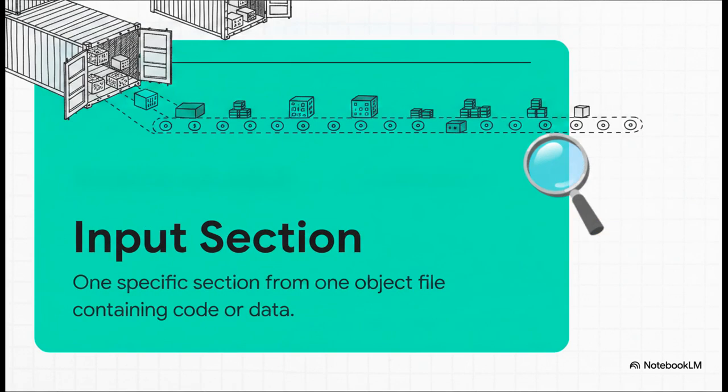Now, if we pop open those shipping containers, we find the input sections. An input section is one specific section stripped out from one single object file. It contains either your executable code or your data. And if it's data, it might be initialized with a specific value, or it might be uninitialized. Think of these as the individual widgets on our assembly line.